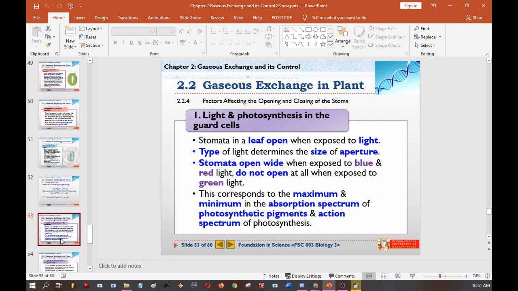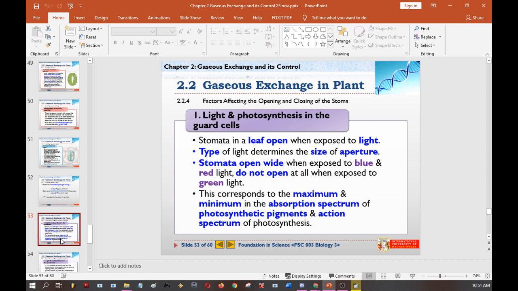So what about the factors affecting the opening and closing? We must remember that all of the cells on the leaves are able to do photosynthesis. So if the light that hits the stomata cell is conducive, then it will do more photosynthesis, which means that it will cause more opening.